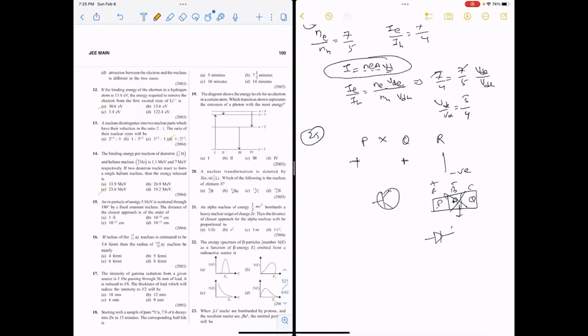An alpha particle of energy 5 MeV is scattered through 180 degrees by a fixed uranium nucleus. The distance of closest approach is of the order of? So 5 MeV is equal to the potential energy K Q1 Q2 by R. Substitute Q1, Q2. For the alpha particle, what is Q? 2e. For the uranium nucleus, what is the charge of uranium, guys? 92e, where e is 1.6 into 10 power minus 19 coulomb. Substitute that, K is 9 into 10 power 9. Are you able to understand how to solve the question?